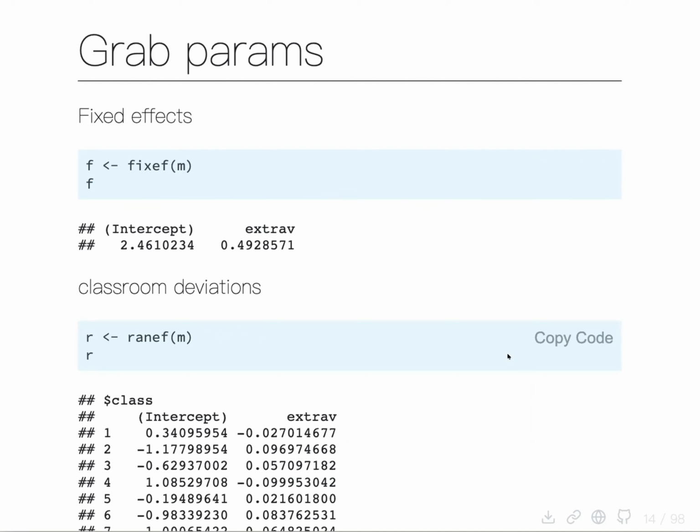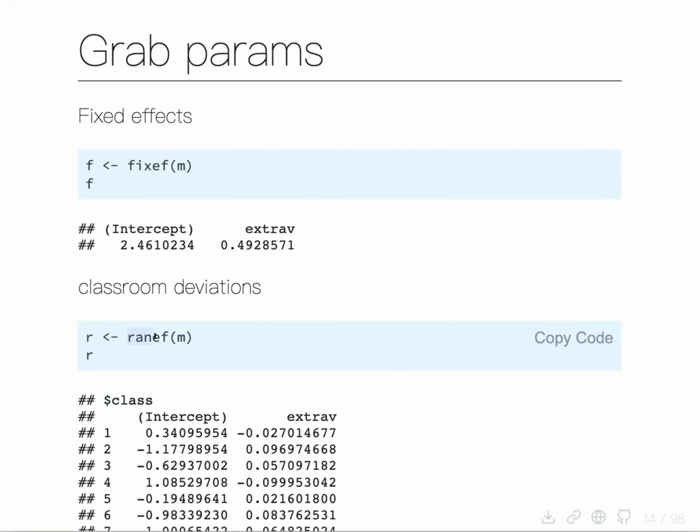For the classroom deviations, there are a couple of different ways we can do this, and I showed you a different approach using broom.mixed last time, or parameters. But this time I'm going to skip all of that and use straight lme4 functions and say, just give me the ranef from m. Part of the reason I didn't do this before is because the structure of this thing can be a little bit complicated. Okay, you see we got this $class thing here.